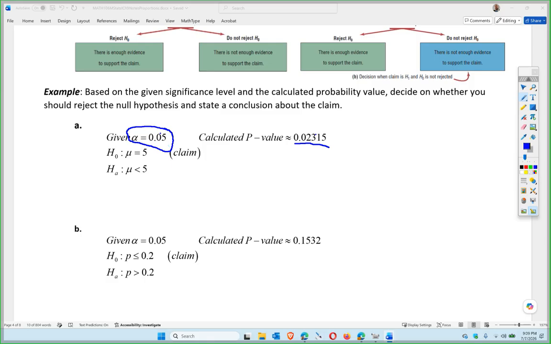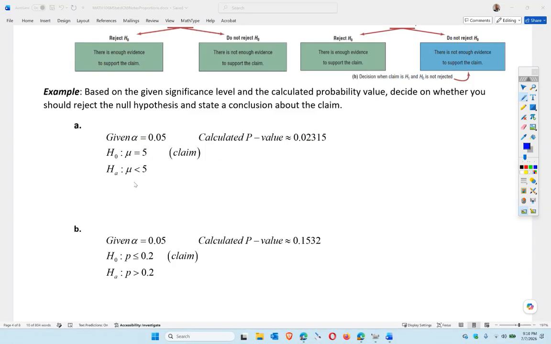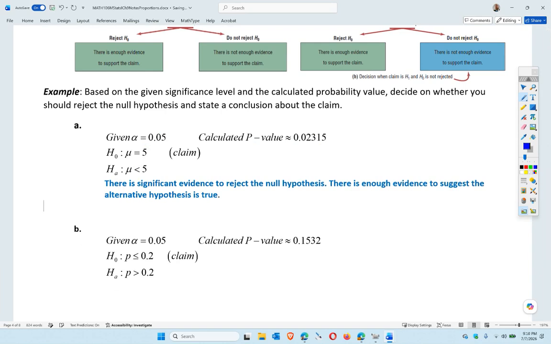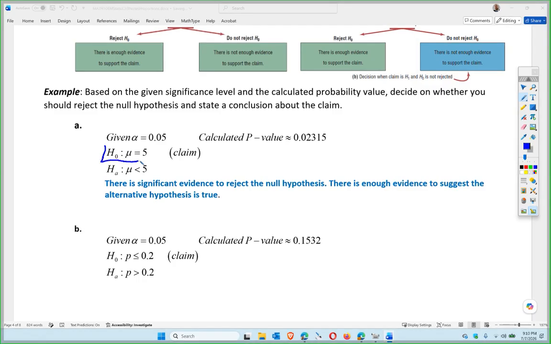So that means the null hypothesis must go. That means there is significant evidence to reject the null hypothesis. There's enough evidence to suggest the alternative hypothesis is true. Because you must accept the null unless you find evidence. We are rejecting it because we found enough evidence, because the p-value is low, essentially.